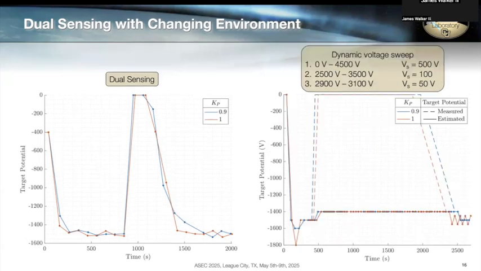And comparing this to the dynamic voltage sweep, you see what you saw before, where the dynamic voltage sweep cannot accurately measure these increased potentials that are outside its refined range. So you get very inaccurate measurements and very inefficient control, while the dual sensing method gives us the accurate measurements across the entire state space that we see with the constant voltage sweep.